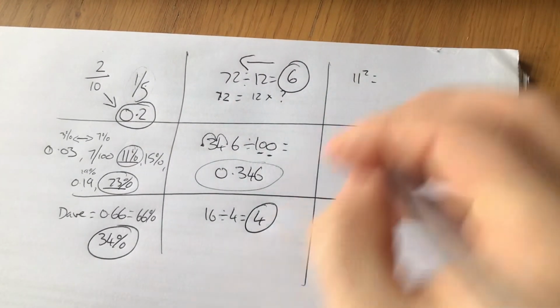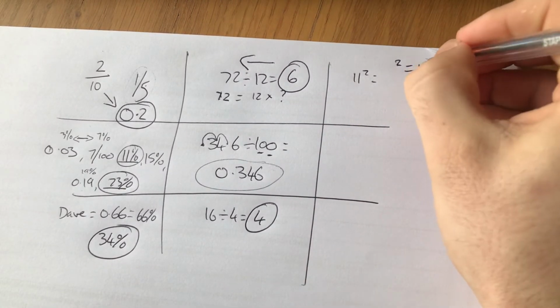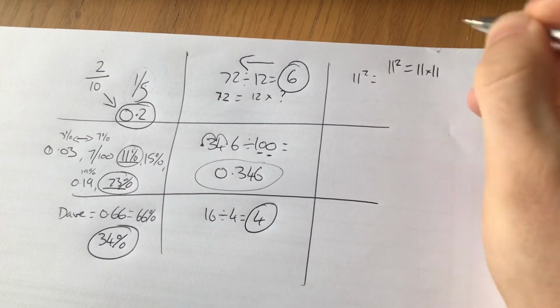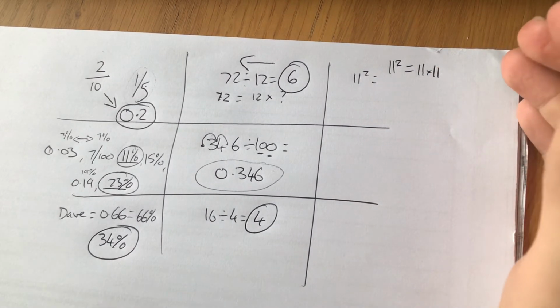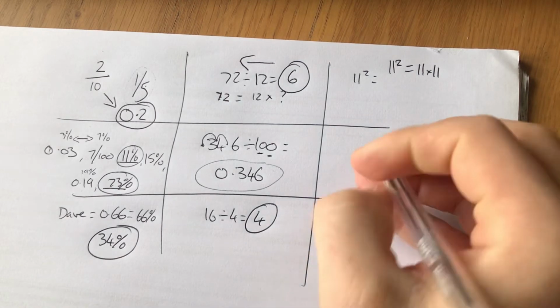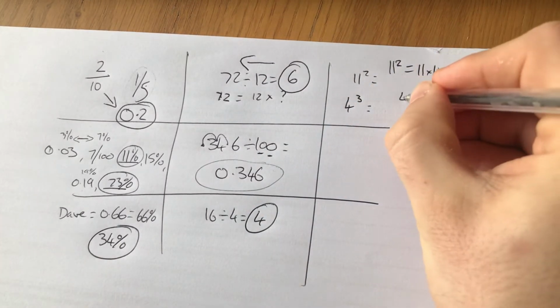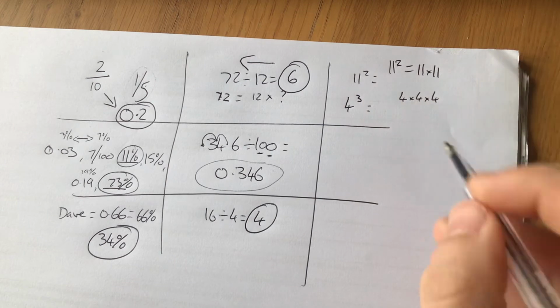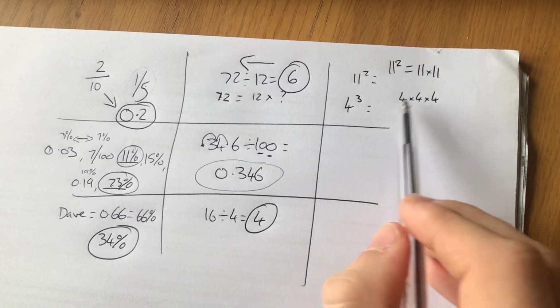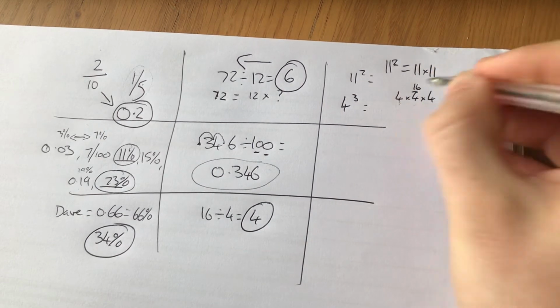11 squared, don't forget squared, equals, well, 11 times 11, doesn't it? Well, we've got 12 times 12 is 144, 132, so we should be able to get that one. And then 4 cubed is 4 times 4 times 4. So we can do 4 times 4, which is 16, but remember, you've got to then times 16. So 4 times 4 is 16, times another 4.